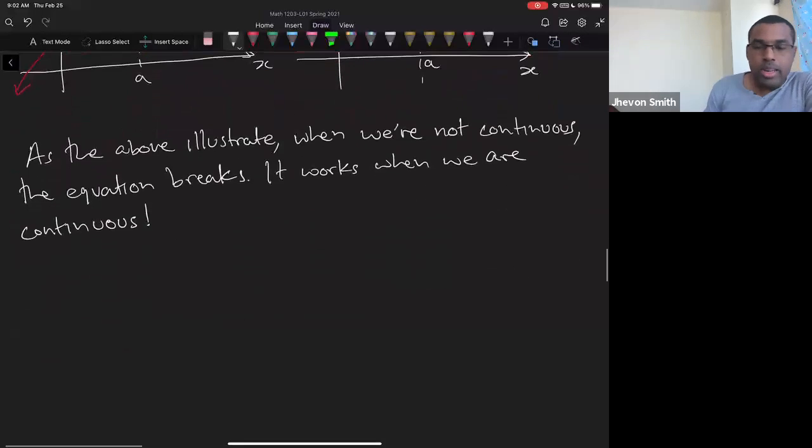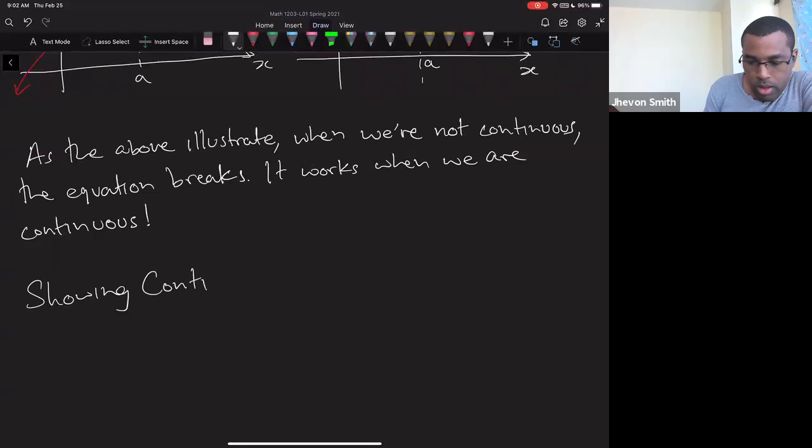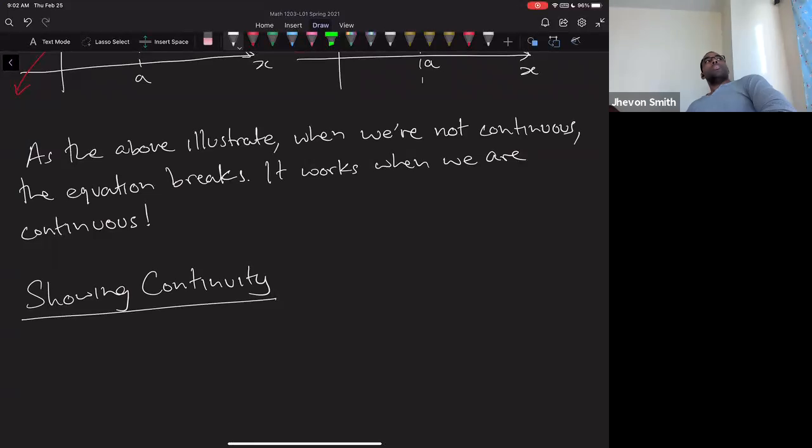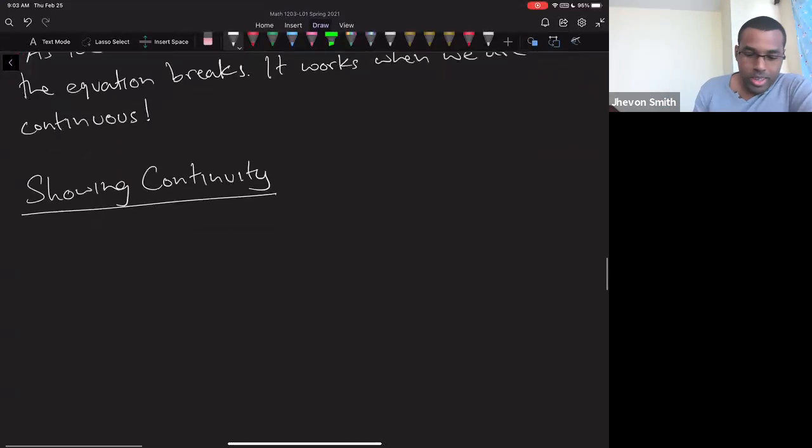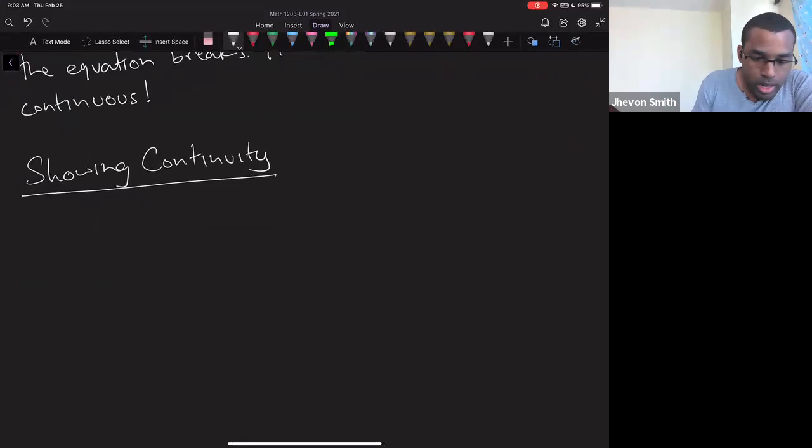So now let's talk about showing continuity, because that is something you're going to have to be able to do on the quiz. Okay, so I can give you a random function and I can ask you, is this guy continuous? Or tell me where this guy is continuous, right? So it turns out there are three things.